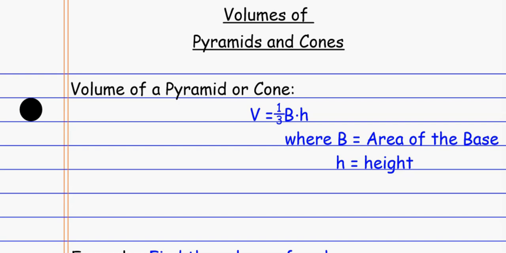But either way, the volume is 1/3 the area of the base times the height. Okay? And so once again, that capital B indicates the area of the base. This time, the height is the actual height of this thing, so measuring from that point at the top perpendicular to the base. We're not talking about the slant height this time. It's not L, it's H this time, so measuring from the base directly to that point at the top.